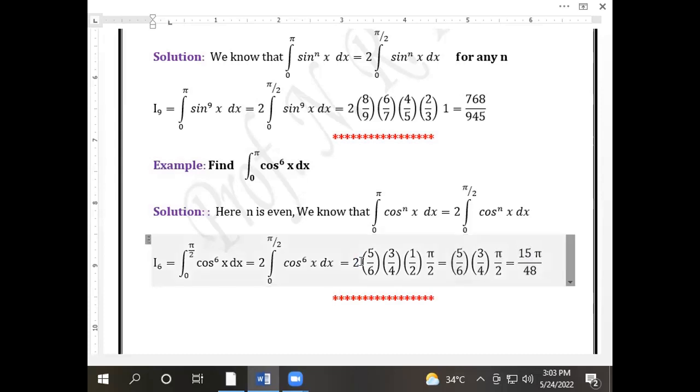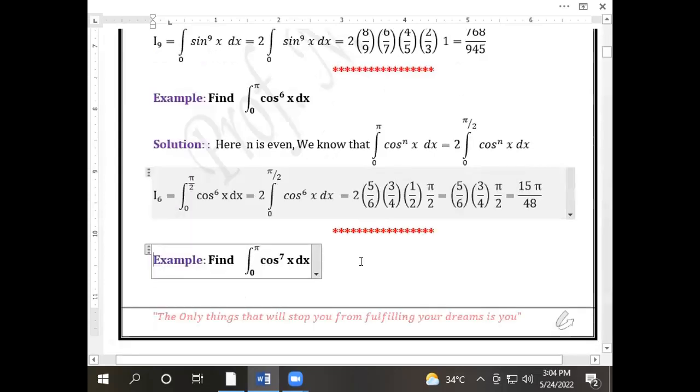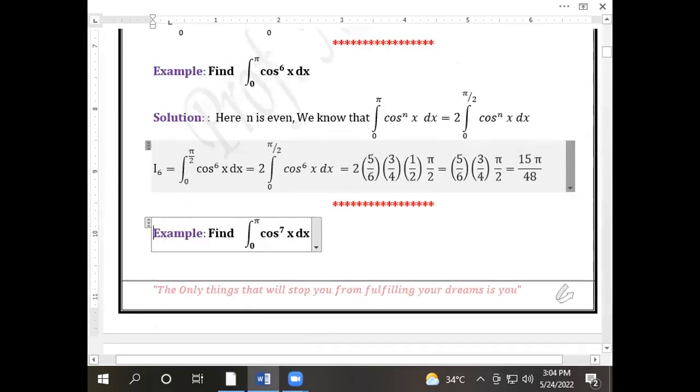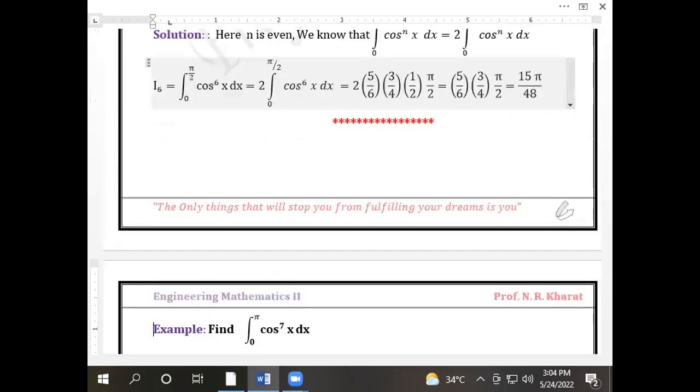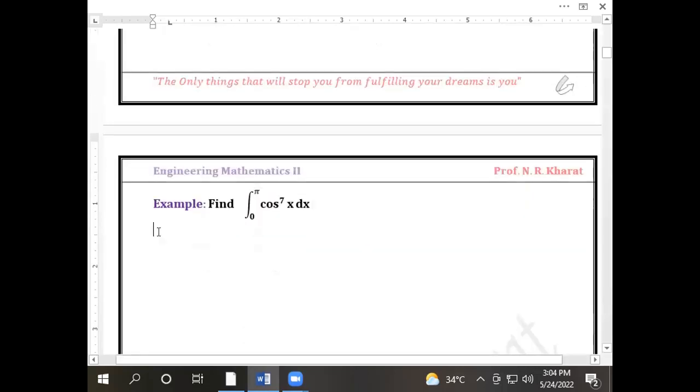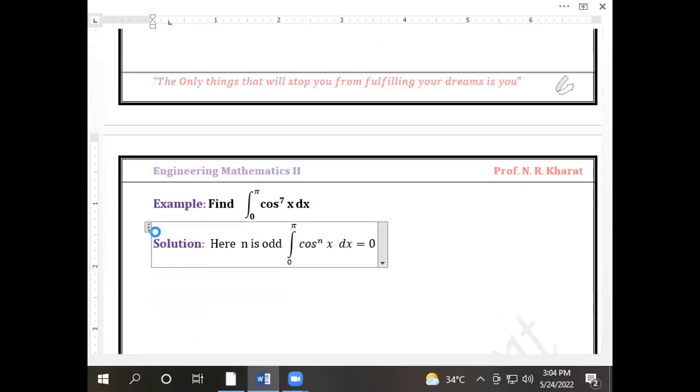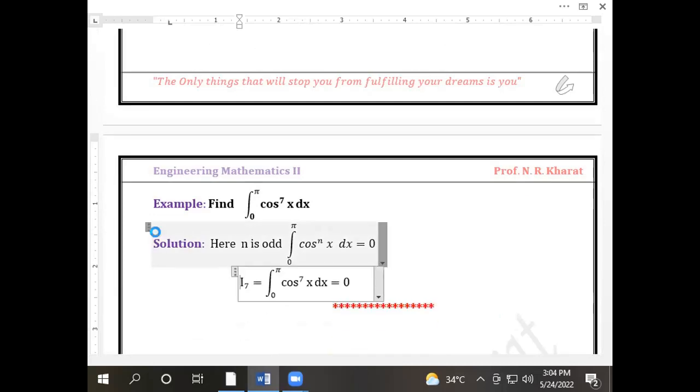In a similar way, if we take the index of your cosine as odd, then what happens? We know that if my n is odd in my cosine function, then the value of such an integration is directly 0, because there is no standard reduction. It is not 2 times some integration or anything like that, that is not possible here. So here n is odd, and the answer of such an integration is directly 0.